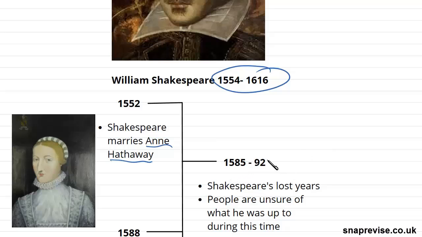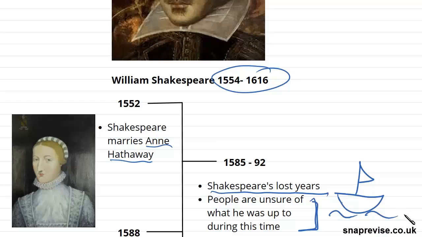1585 to around 1592 are what are referred to as Shakespeare's lost years. People are unsure of what he was doing during this time. A lot of people say that he may have travelled because he writes often about foreign lands and foreign people. So people suggest that he travelled during this time. But then again, other people say that there would have been records of him travelling. So perhaps he just was in Stratford-upon-Avon. Sorry, which was where he was born and lived.